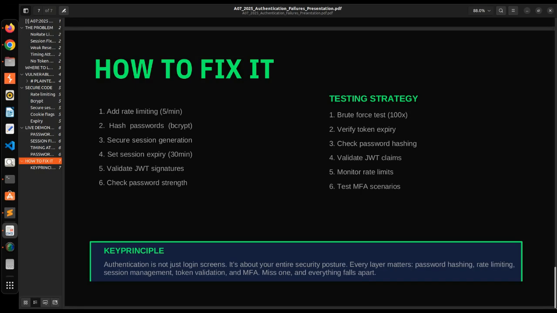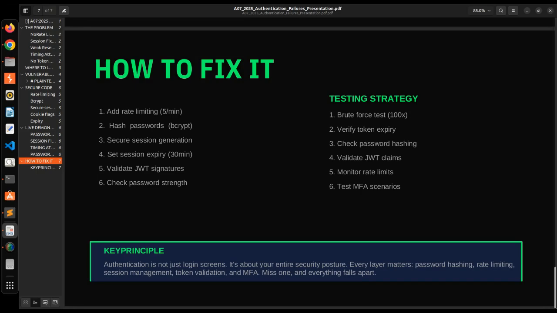So third is a checklist. Make a checklist. Okay. First is rate limiting, password hashing with bcrypt and Argon2. Secure session generation, session expiry, MFA enabled, and JWT signature validation. Password reset token expiry. Password complexity enforced and so on. If you cannot check every box, there is a vulnerability.